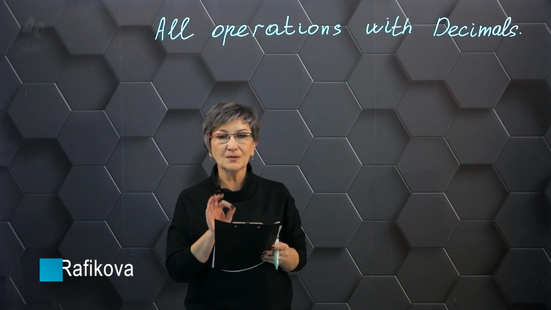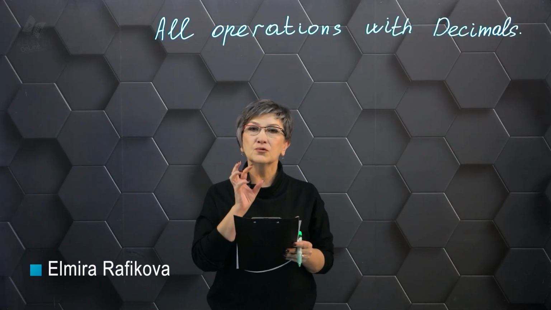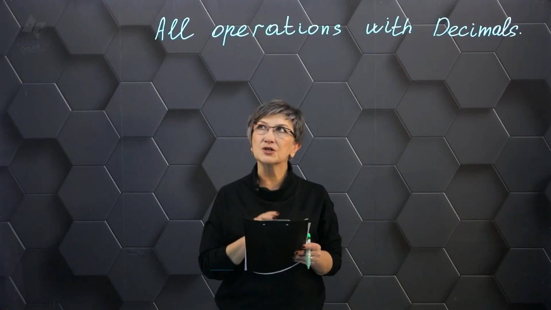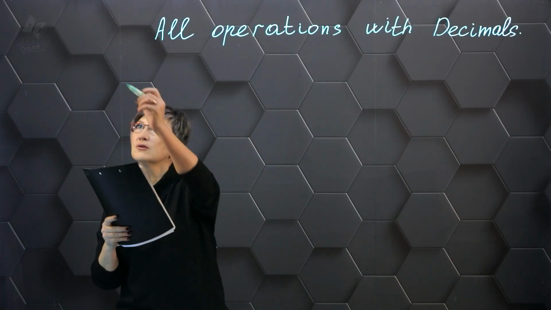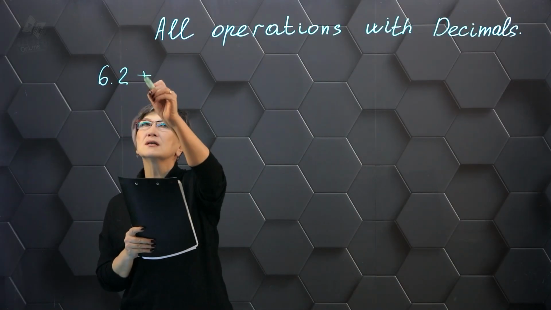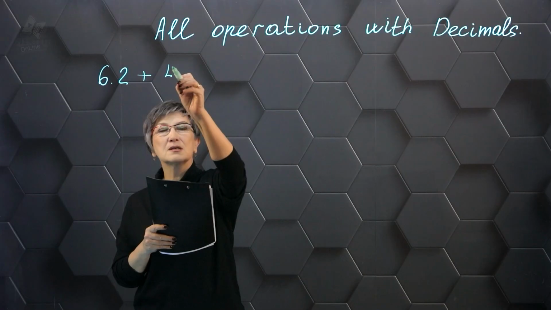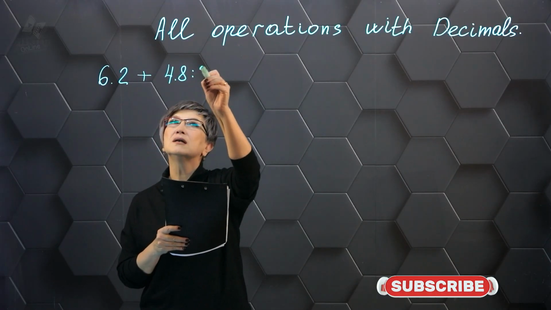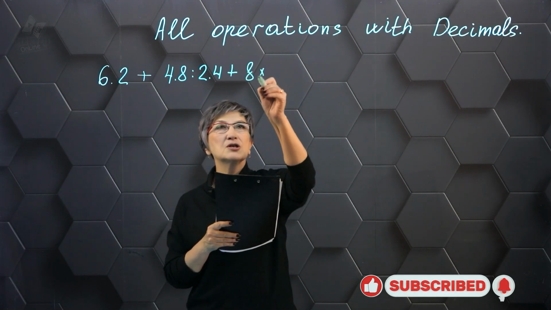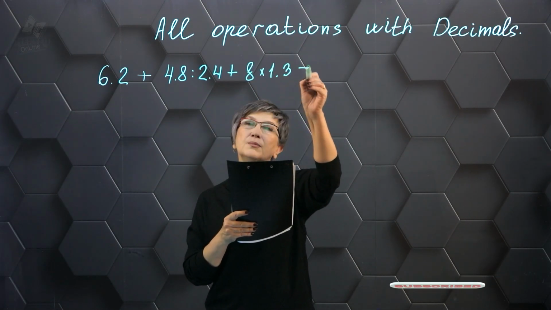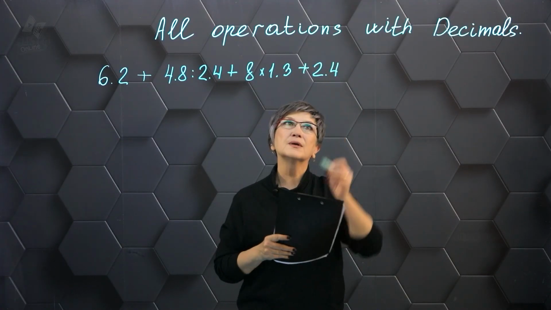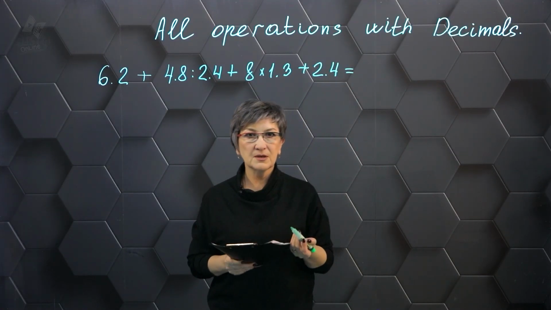Hello, today in the lesson we're going to solve an example in which we perform all mathematical operations involving decimal fractions with precision. The example is not complicated: 6.2 plus 4.8 divided by 2.4 plus 8 multiplied by 1.3 plus 2.4. And this is the example we need to solve.